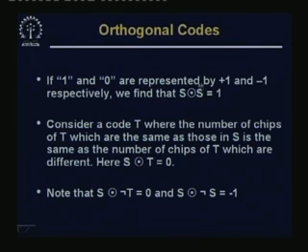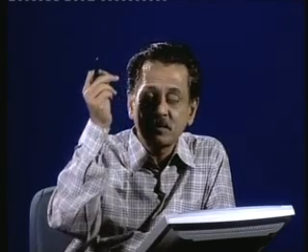If 1 and 0 are represented by plus 1 and minus 1 respectively, we find that S dot S equals 1. This is very simple, because if the ones are represented as 1 and 0 as minus 1, then in S dot S, minus 1 will get multiplied with minus 1 giving you plus 1, and 1 will also give you 1. So, all m of them would be 1.